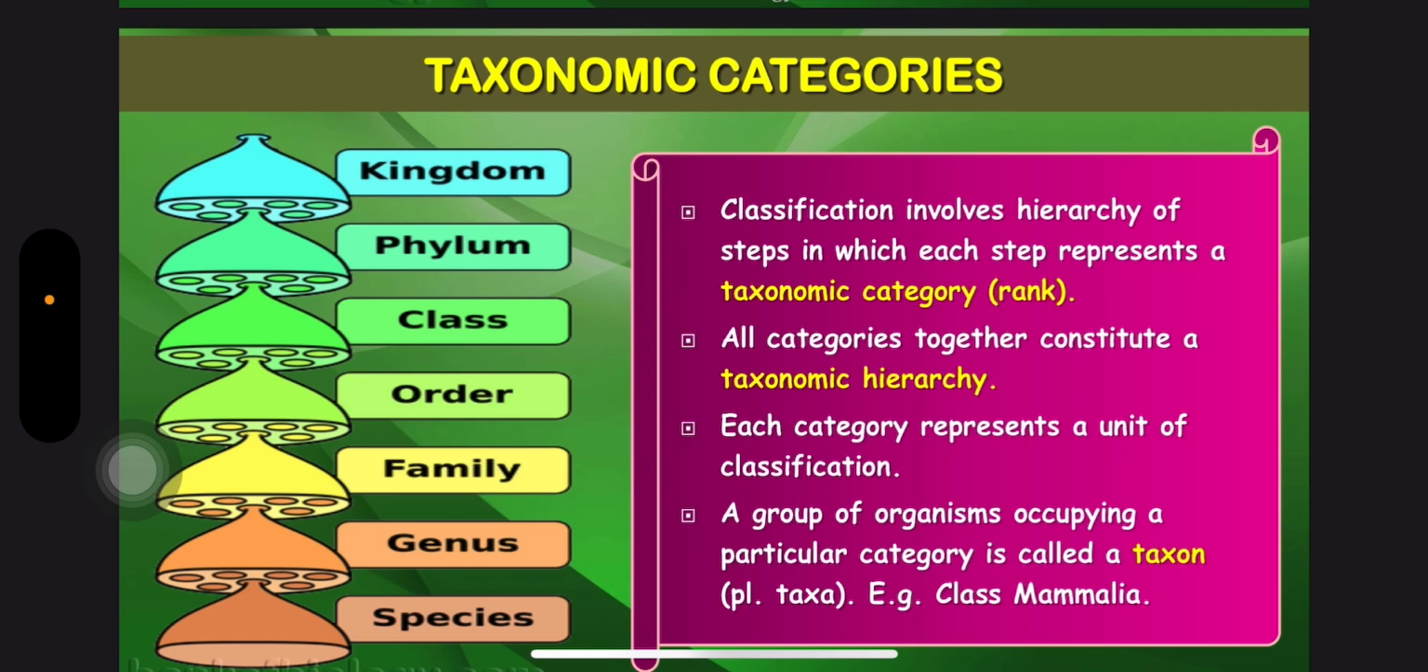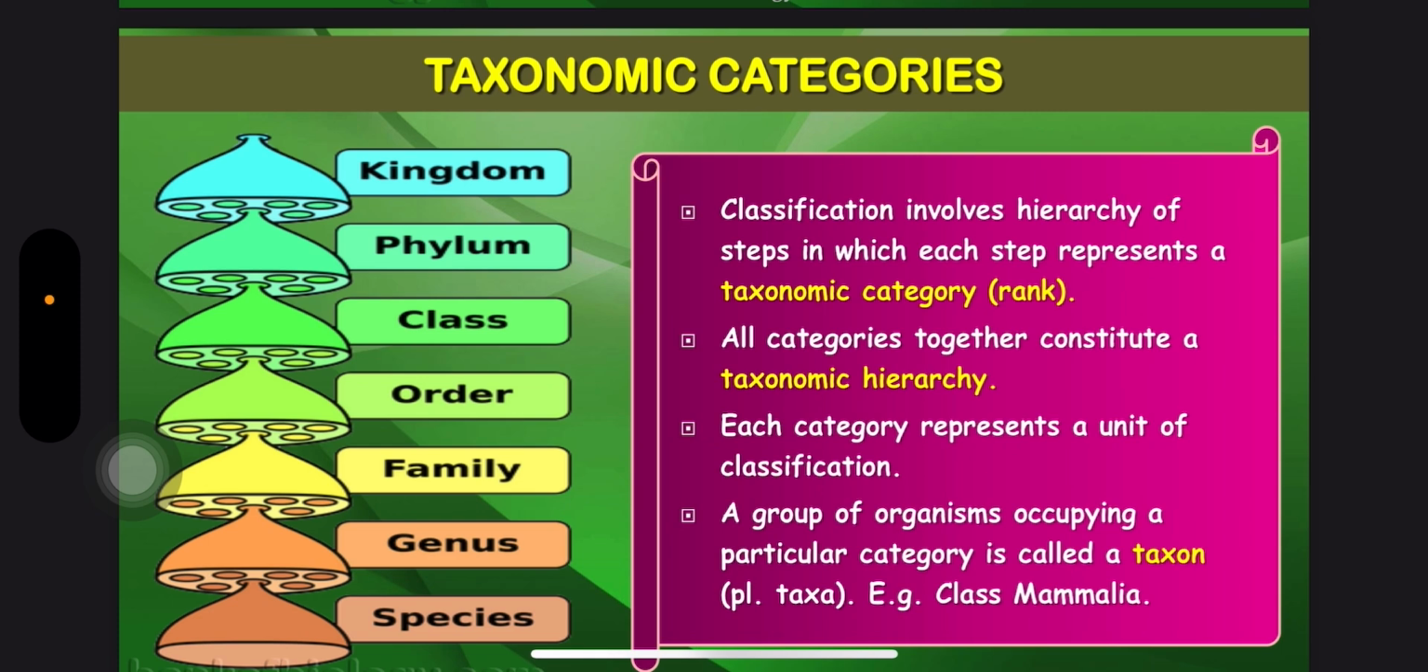Taxa means a group. Here are the kingdom, phylum, class, order, family, genus, species. Classification involves a hierarchy of steps, each step representing a taxonomic category or rank. Simply, category means rank. Here I should follow the hierarchy in a proper order. All categories together constitute a taxonomic hierarchy.